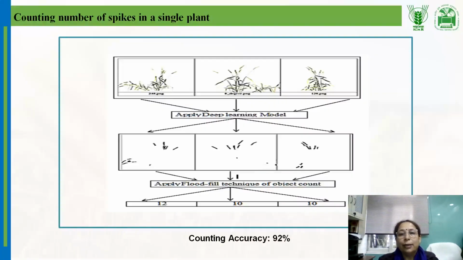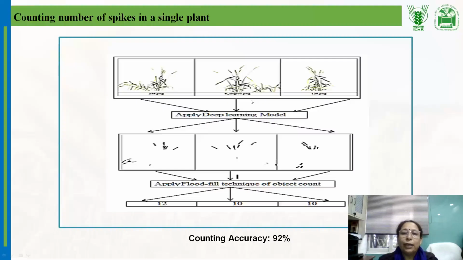In the second stage, when we are dealing with counting the number of spikes, we have taken images of the same plant from three different directions: for example, 0 degrees from the front, 120 degrees and 240 degrees. All three images are passed through our SpikeSegment model, and at the end we get a binary mask related to the spikes. Then another algorithm, the flood fill technique, which is used for object counting, has been applied and the spikes have been counted.